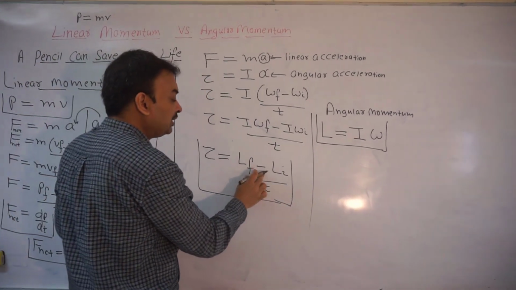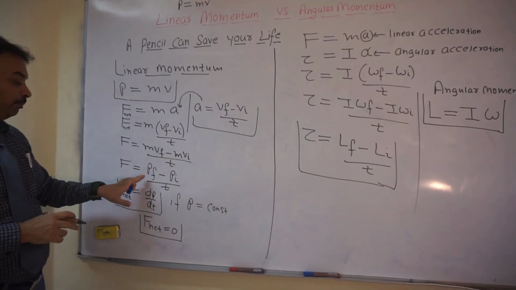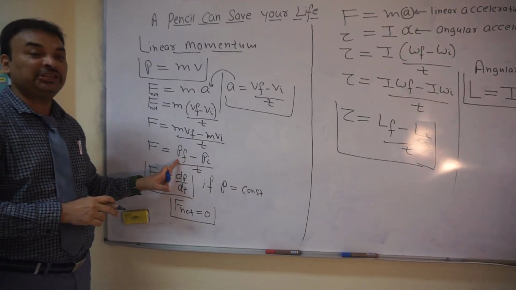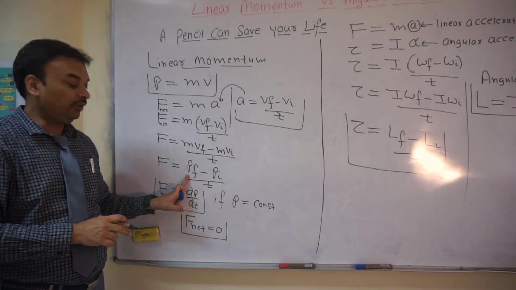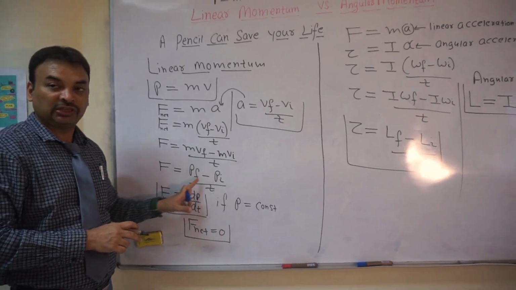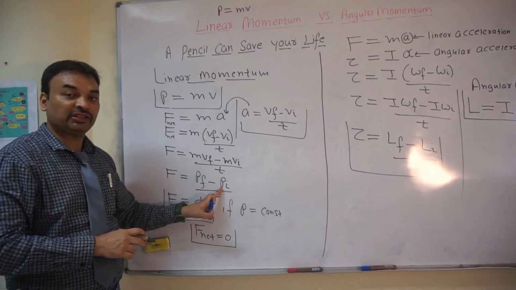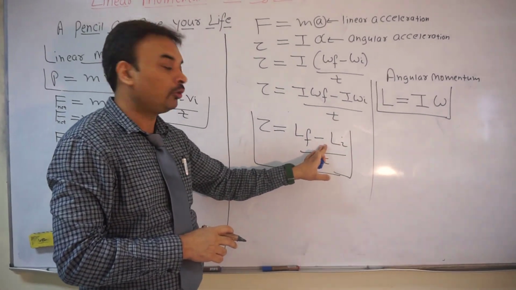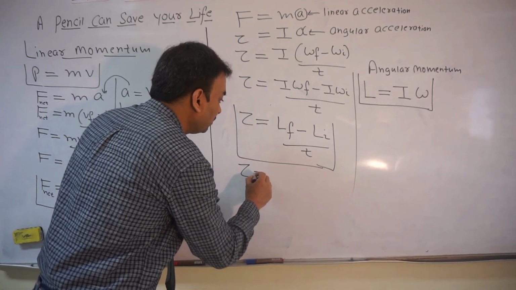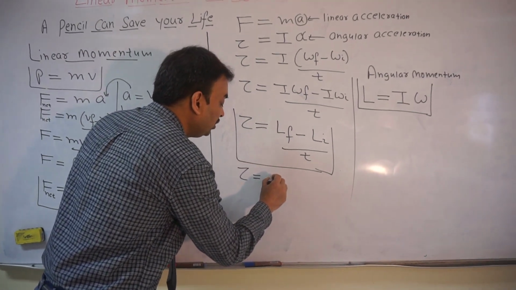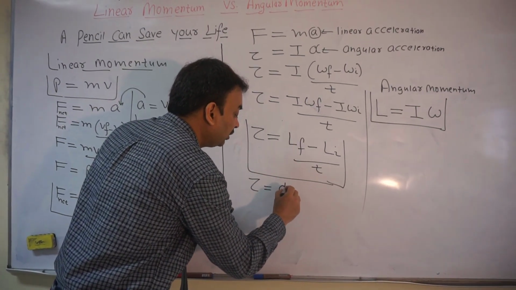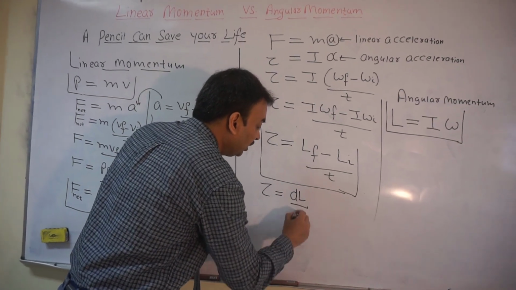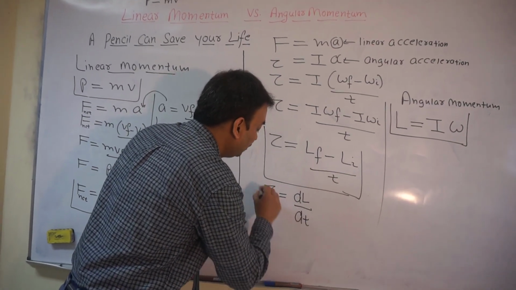So L final minus L initial, like I take P final minus P initial. This is linear momentum. P final minus P initial, this is final linear momentum, this is initial linear momentum, this is final angular momentum, this is initial angular momentum. So the torque becomes equal to the change in angular momentum, and the change in angular momentum can be written as dL, and this time can be written as dt.